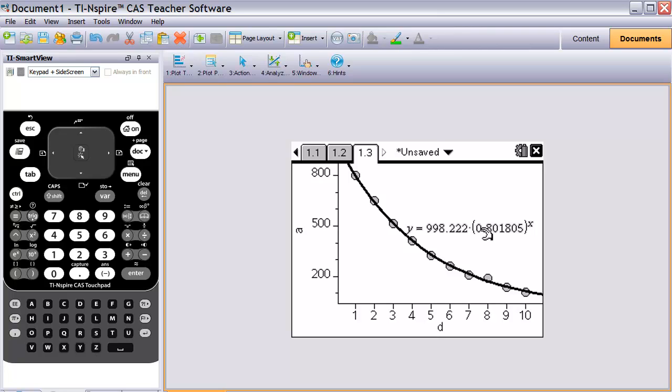data. So your A value is 998.22 and your B value is 0.801805. Okay? So that's what you have for your model. So that's part A of that question.